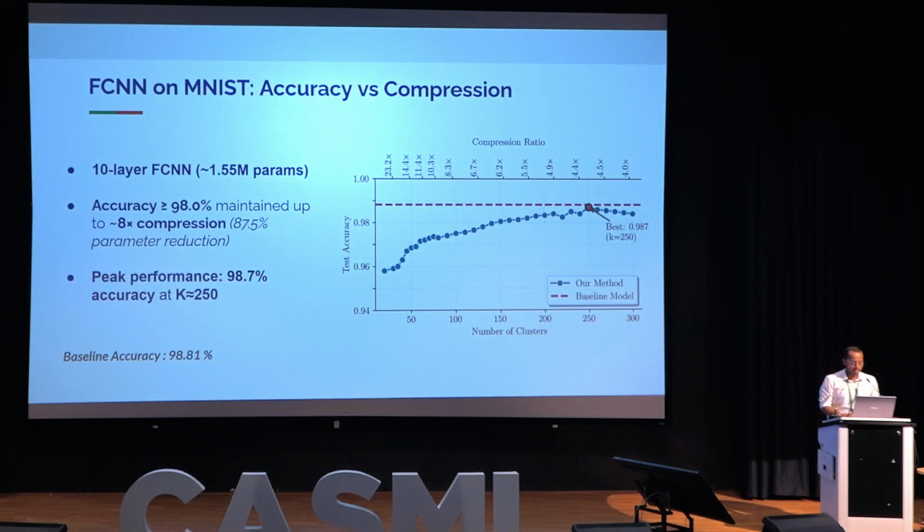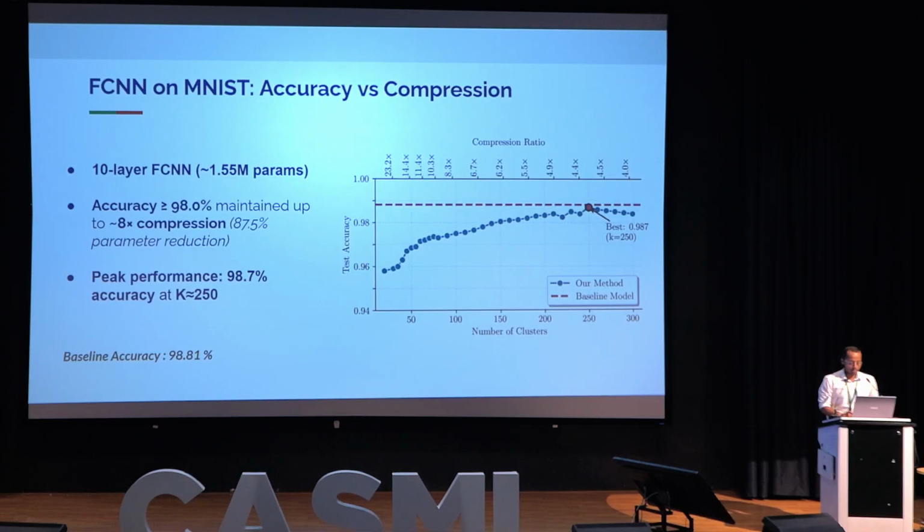We first tested it on a simple 10-layer fully connected neural network on the MNIST dataset. The uncompressed model has about 1.55 million parameters and achieves around 98.81 accuracy as its baseline. Just to mention what I term a parameter: a parameter is simply a learned weight in a convolutional or linear layer that we learn during training. As we know, more parameters means more memory usage and harder to run on a small device. So when I say 4 times compression, it means we reduce the number of stored parameters to 1/4. 8 times compression means we store 1/8 of the original parameters.